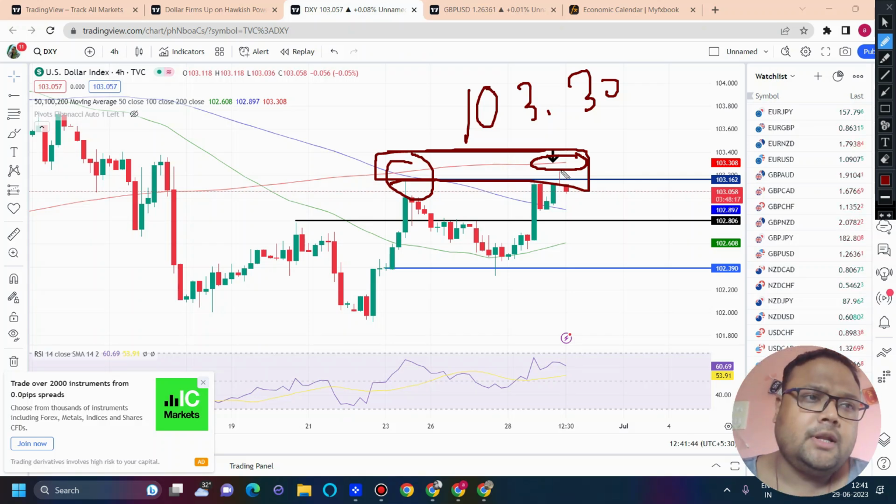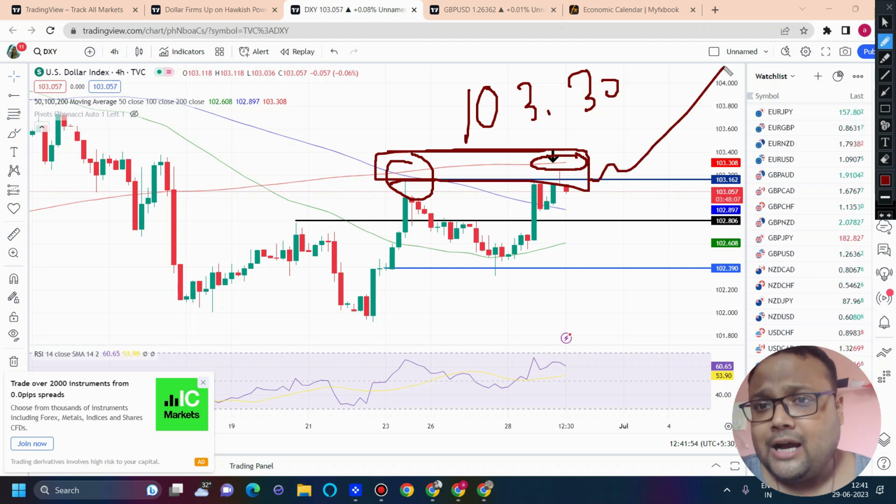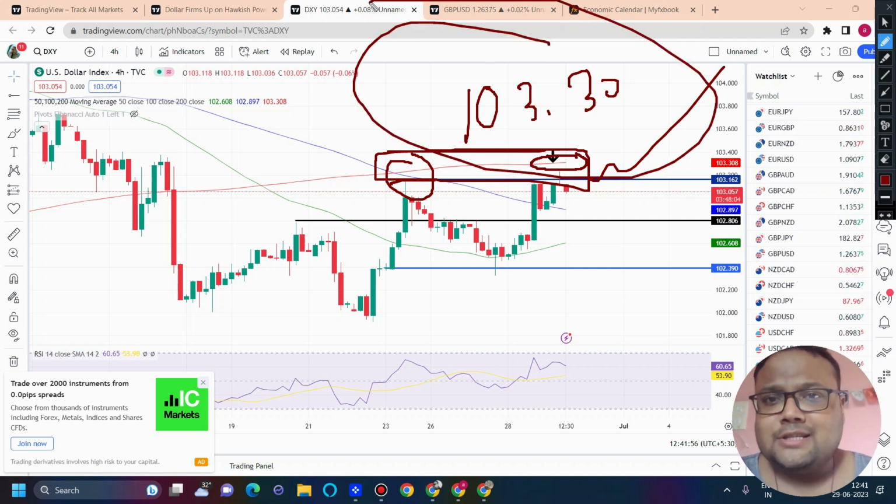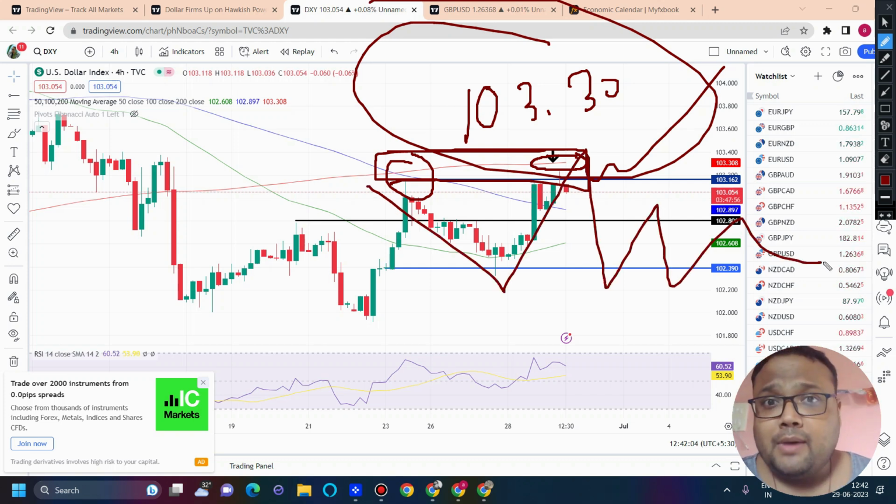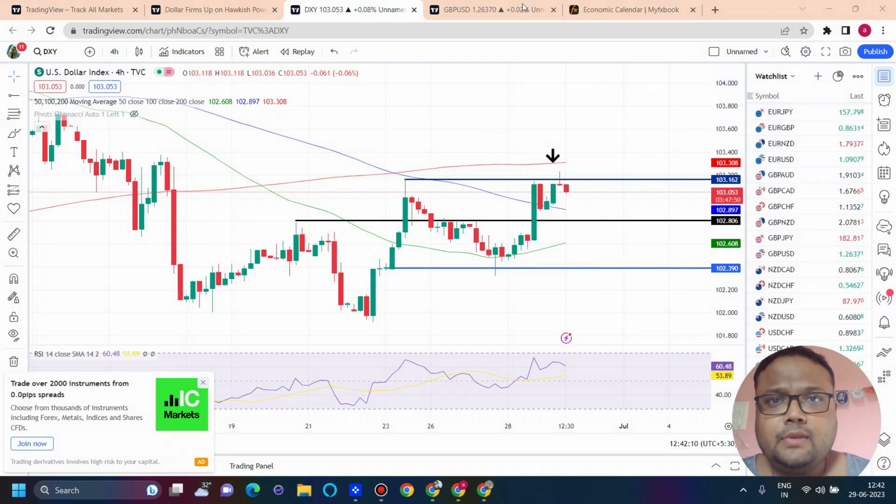Overall, the DXY was in a downtrend, but when the news came out that there will be 2 interest rate hikes, we saw good upside on DXY. So if it really wants to continue the uptrend, it will have to cross this level here. Until and unless DXY crosses 103.30, it will be just a sideways or choppy market for us. So 103.30 is a critical level for DXY.